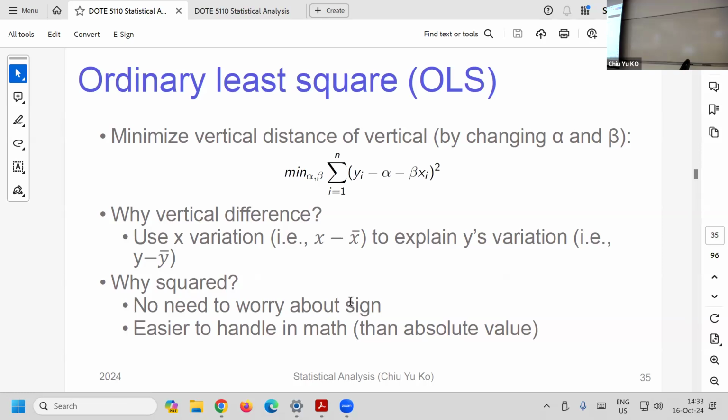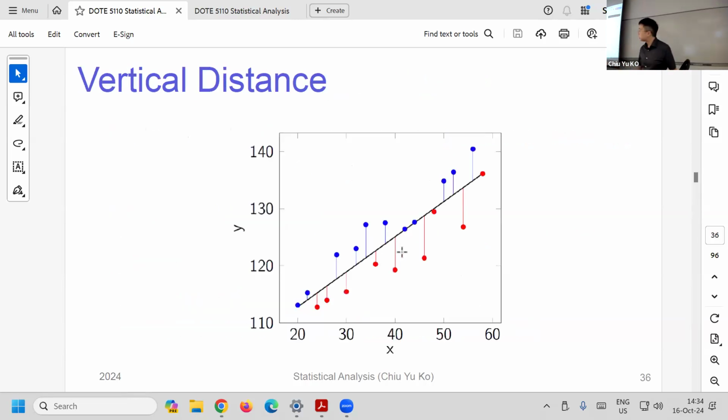You choose the intercept and the slope, and you want to minimize the vertical distance. The reason that we focus on vertical distance is because that is our prediction error, or the variation that we want to explain. That distance is the part that is not explained by the model. We want to minimize this prediction mistake.